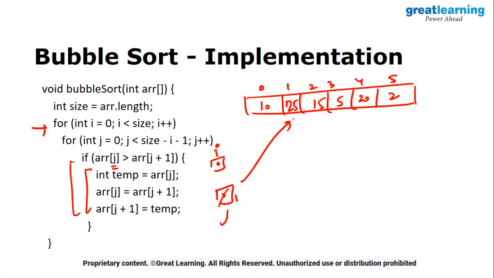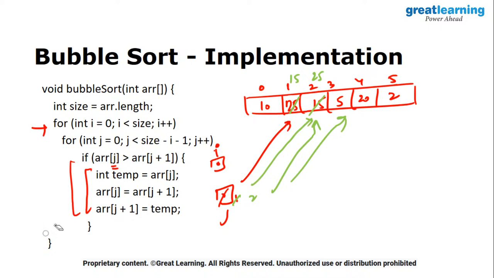Now we are talking about this 25 and we are comparing it with 15. Is 25 greater than 15? Yes, it is. So now we'll be swapping them. This will be 15 and this will be 25. Done. Now we'll be incrementing our j again. Now we'll be comparing this 25 and this 5. Let me erase these two things.